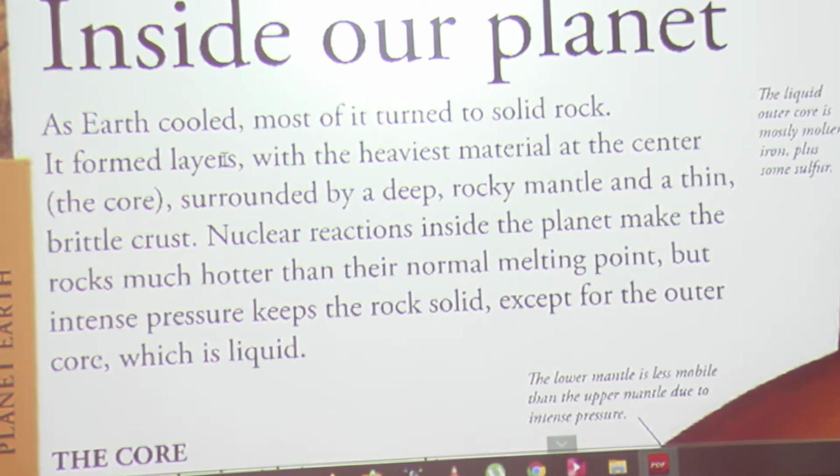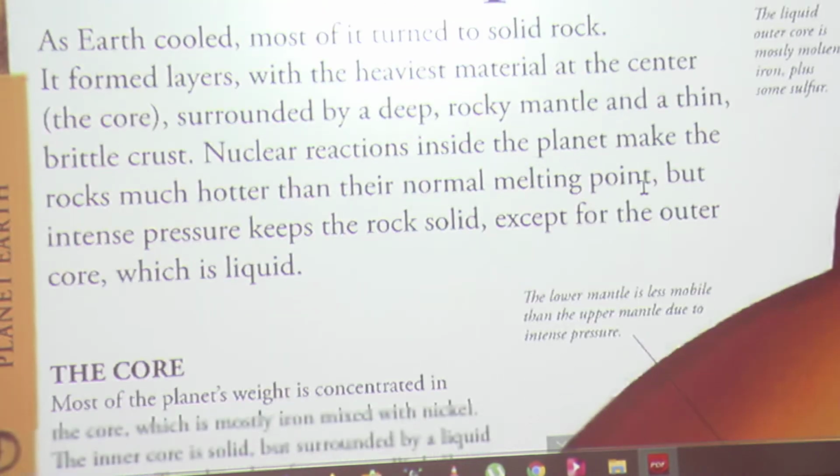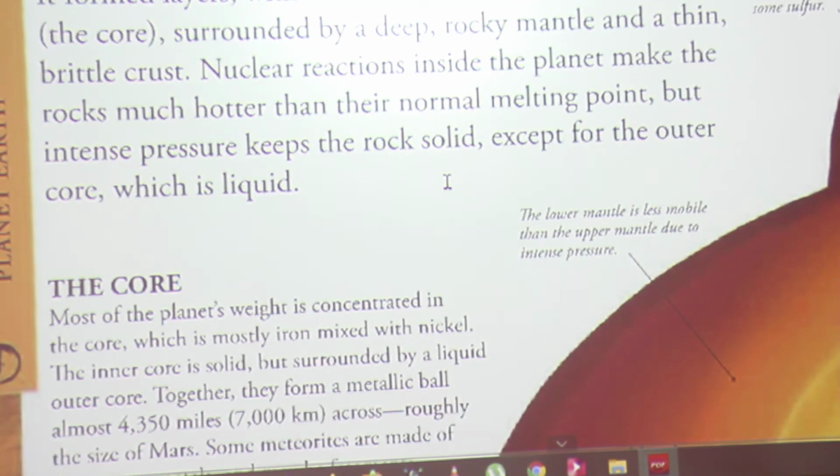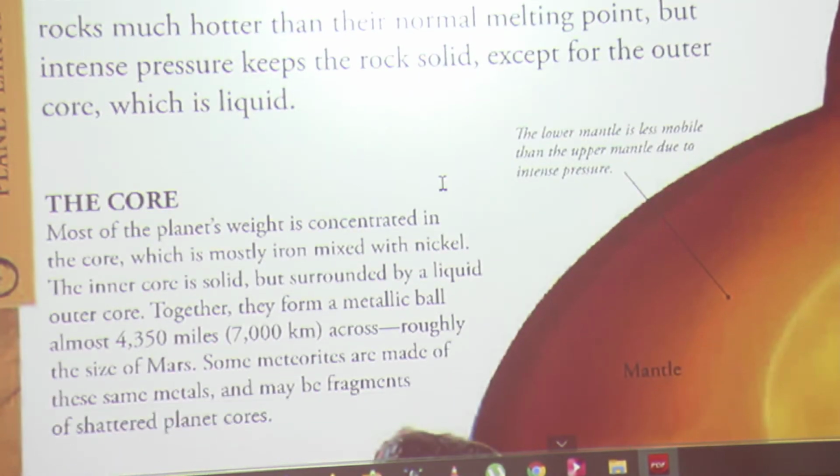As Earth cooled, most of it turned to solid rock. It formed layers with the heaviest material at the center, the core, surrounded by a deep rocky mantle and a thin brittle crust. Nuclear reactions inside the planet make the rocks much hotter than their normal melting point. But intense pressure keeps the rock solid, except for the outer core, which is liquid.